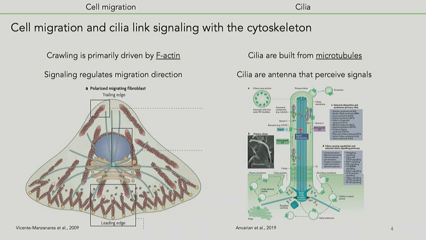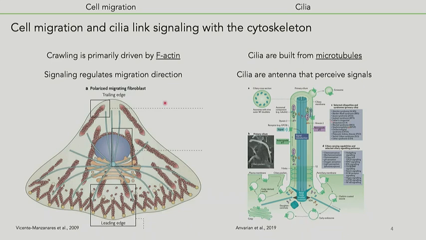And the other reason why I chose these in particular, out of all the behaviors that require the cytoskeleton, is that both of them involve integration of signaling cascades, which is what we also talked about after the midterm, right? So migration requires cells to perceive extracellular signals and then orient their migrations accordingly. And cilia, as we'll see, are important signaling hubs within most cell types.